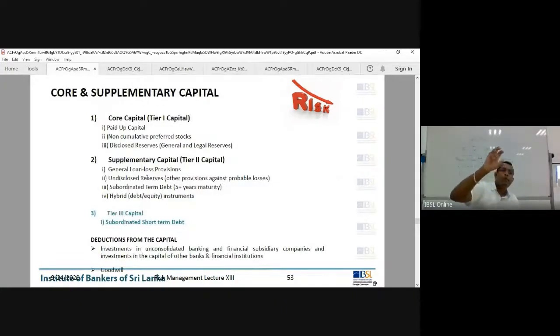So when you talk about capital, capital is core capital, supplementary capital plus tier 3 capital minus deductions, which are investment in consolidated banking and financial subsidiary companies, investment in unconsolidated banking and financial subsidiary companies, and investment in the capital of other banks and financial institutions, minus goodwill. So those things you have to deduct when you are looking at capital.